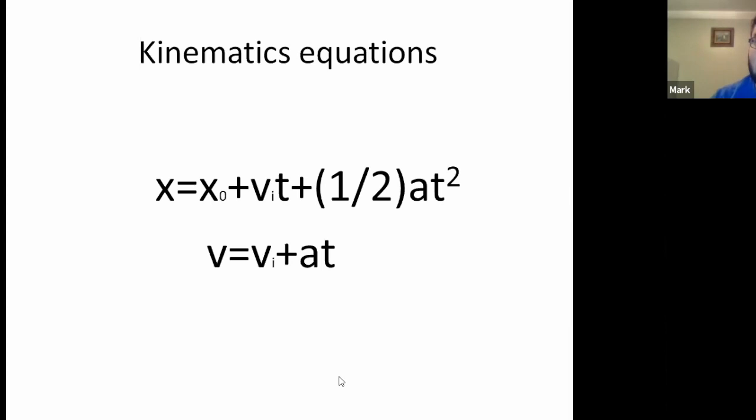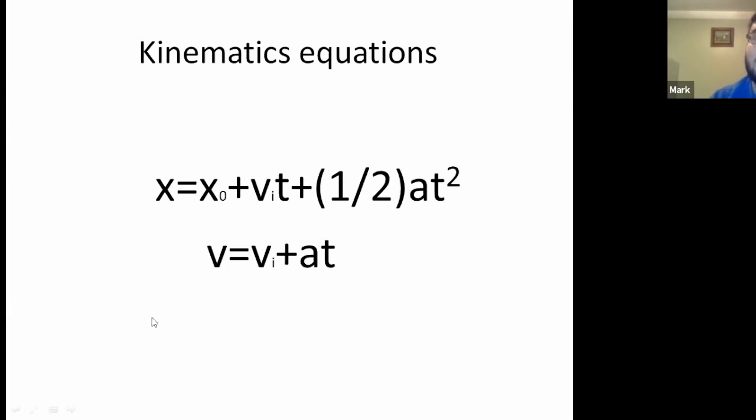There are two main equations that we want to look at when figuring out kinematics, and these are the two. You've probably seen these before in your physics class. As I mentioned, x is position or distance, but in this case it's position. v is velocity, a is acceleration, and t is time. You see there's an x0. x0 just means the initial position, whereas x represents the final position. vi implies the initial velocity, whereas just v implies final velocity.